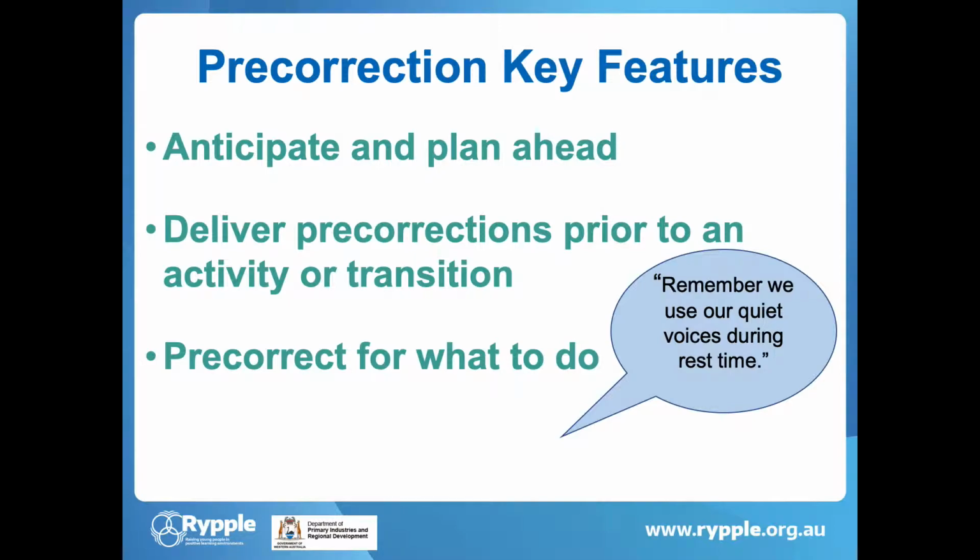Some key features of pre-correction. One, anticipate and plan ahead. Think about the behaviours, the common behaviour errors. Think about what you want to see instead, and then deliver pre-corrections prior to that activity or transition. Tell them exactly what it is that you want them to do. Remember to use our quiet voices during rest time today. Quiet as a mouse so we don't disturb other people who are taking their rest.